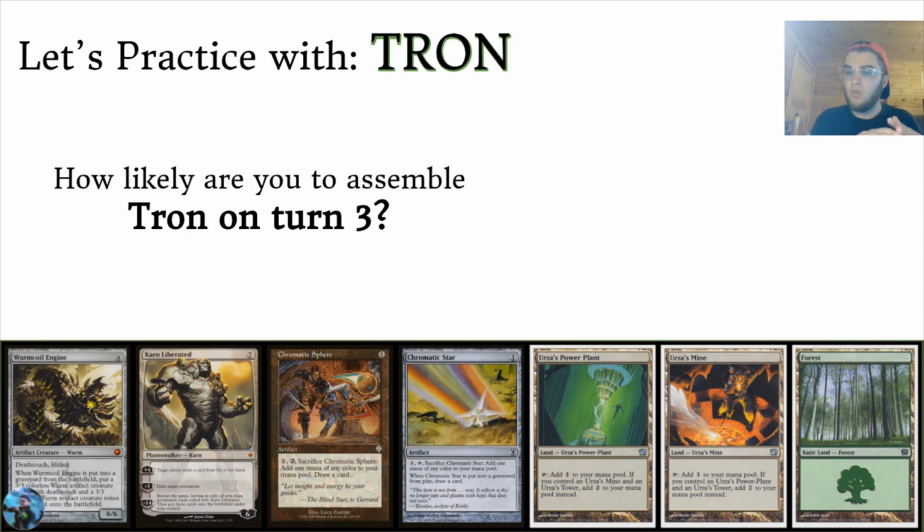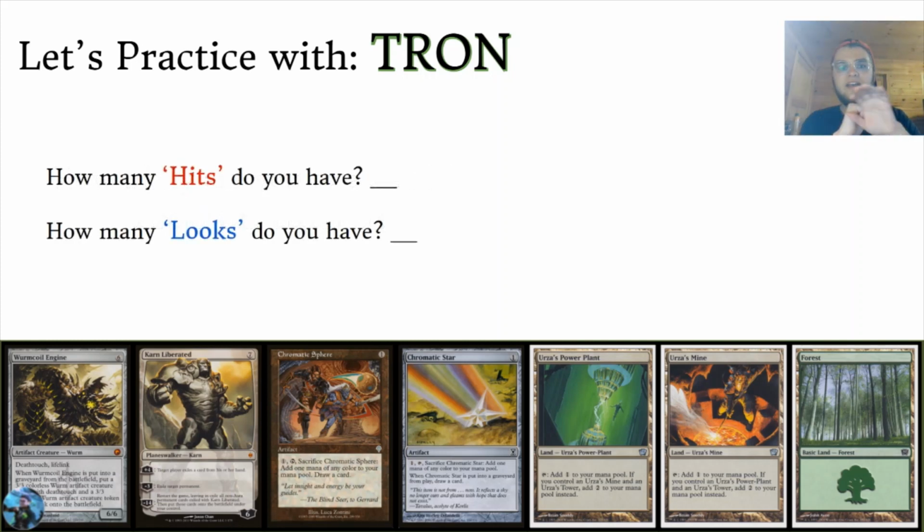On the play, we need TRON on turn 3. So we've got our first draw step on turn 2, our second draw step on turn 3, and we have 2 redraws with Chromatic Sphere and Chromatic Star. All right. How many hits do you have? And how many looks do you have? I'm going to give you a second to pause the video. I'm going to encourage you to pull up the calculator in the description down below so that you can give this a try.